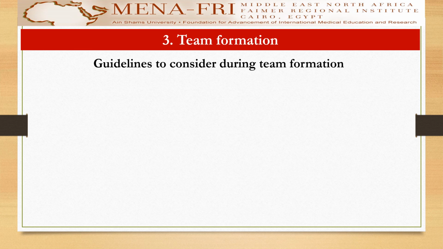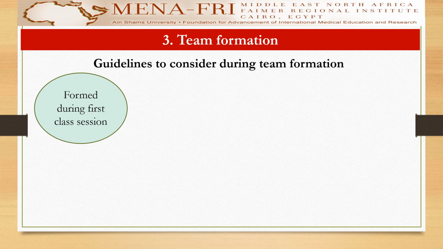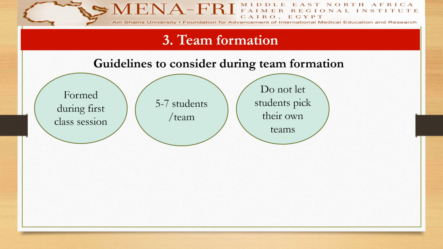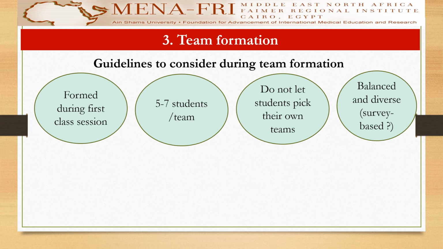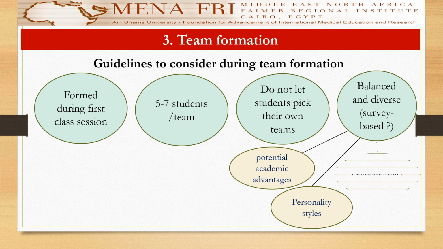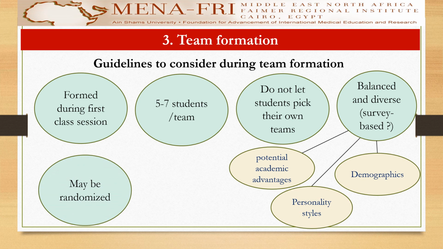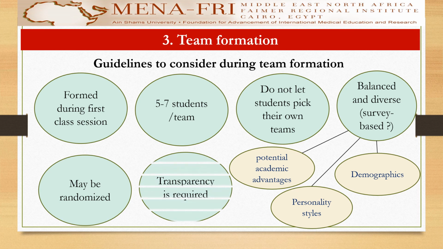Team formation. We have the following guidelines to be considered during team formation. Formed during the first class session. We have 5 to 7 students per team. Don't let the students pick their own teams. Balanced and diverse, survey-based. It may be randomized, and transparency is required.